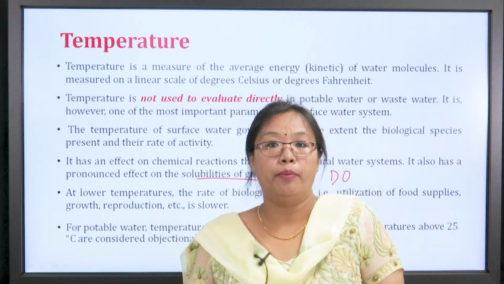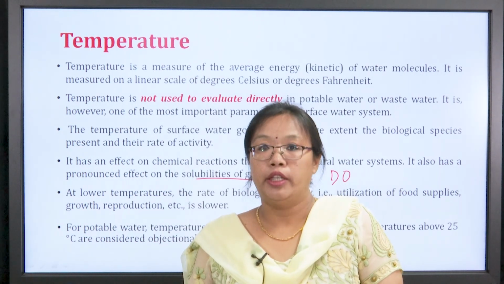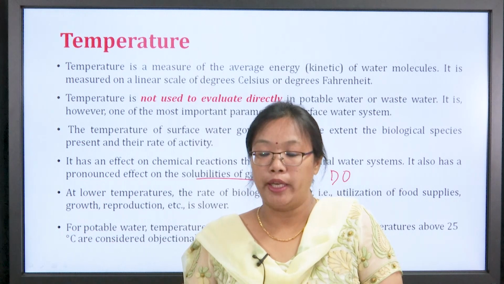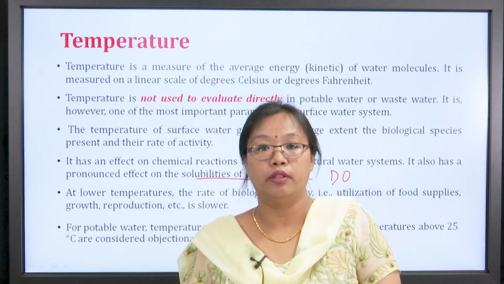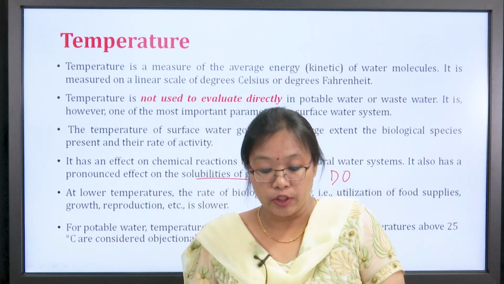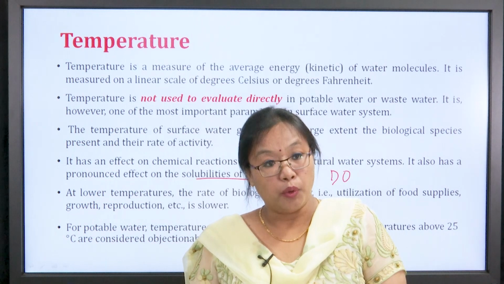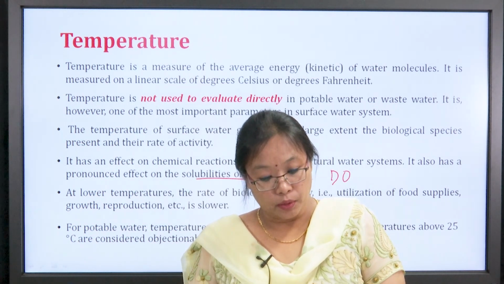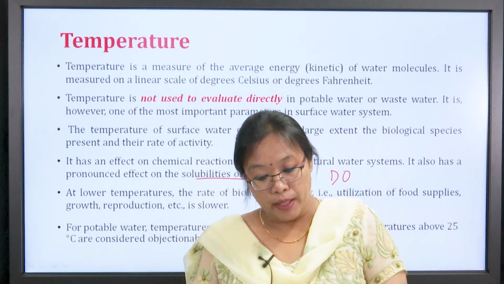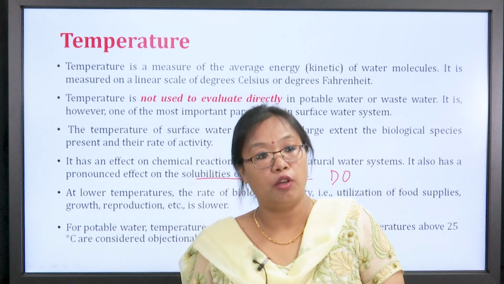Streams with lower temperature will have higher DO or dissolved oxygen, so that more oxygen will be available to the aquatic plants, aquatic animals and fishes living there. At lower temperature, rates of biological activities, that is utilization of food supplies, growth, reproduction etc., are lower. For potable water, temperatures above 5 degrees are desirable, while temperatures above 25 degrees are considered objectionable.